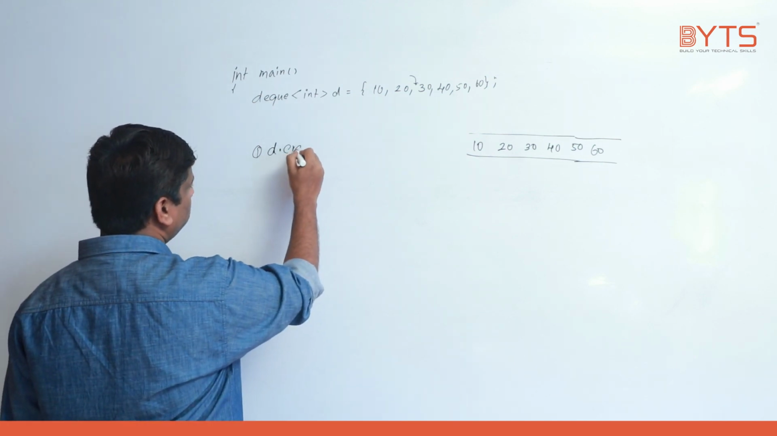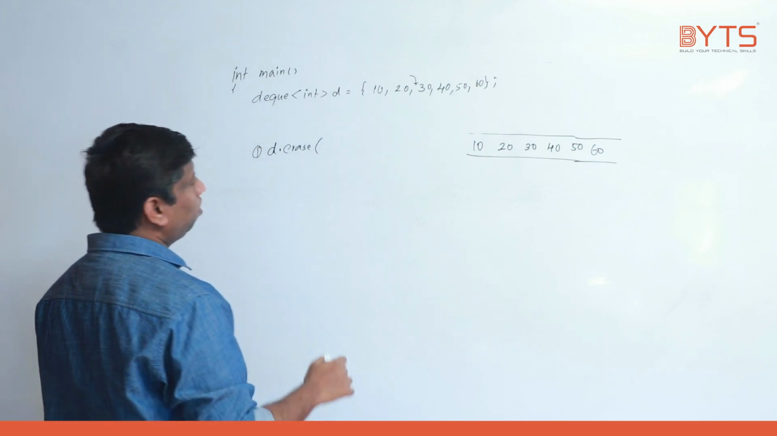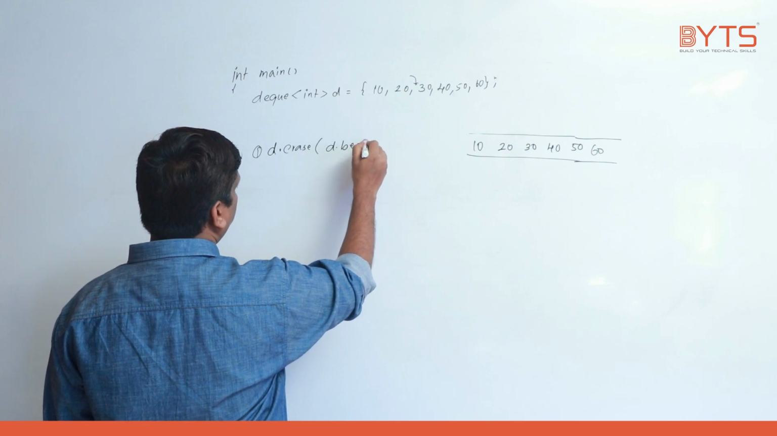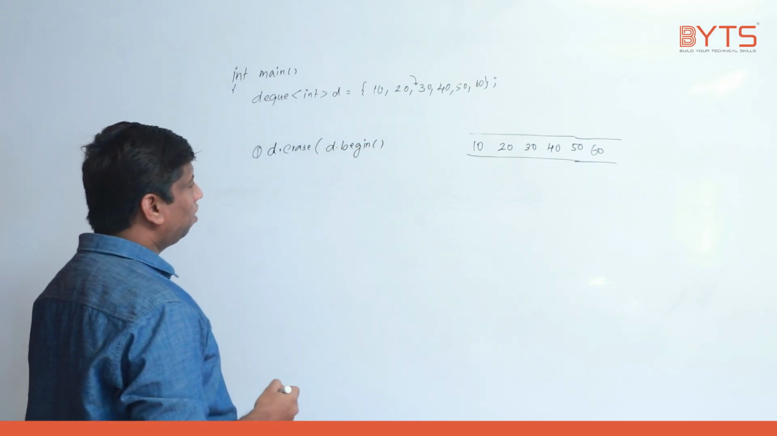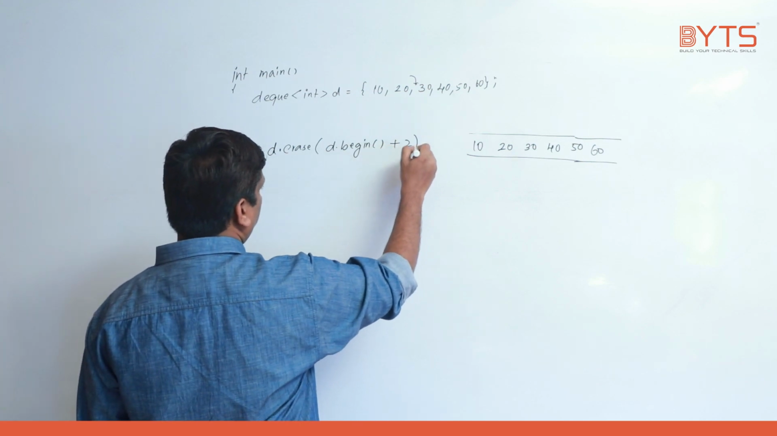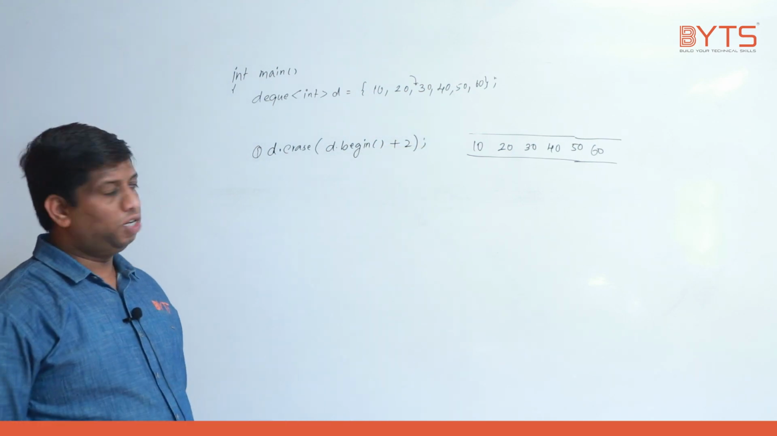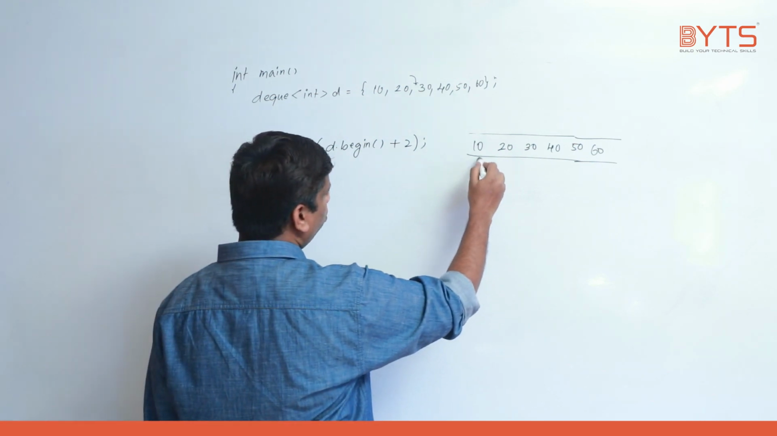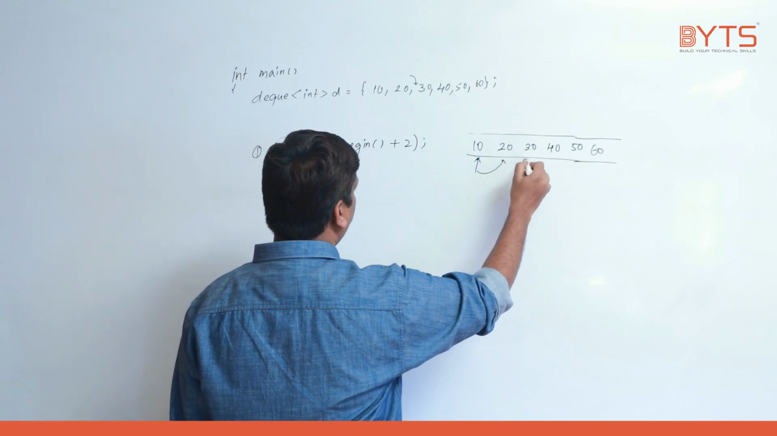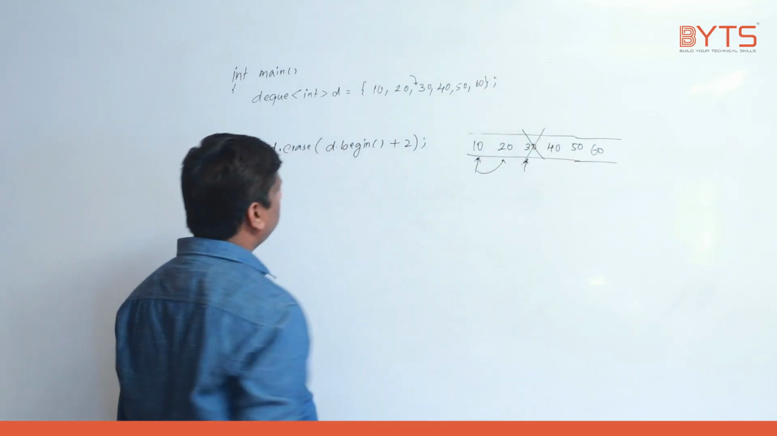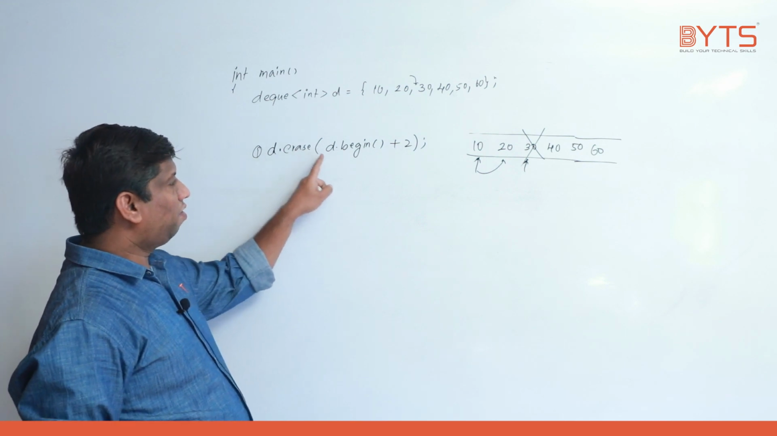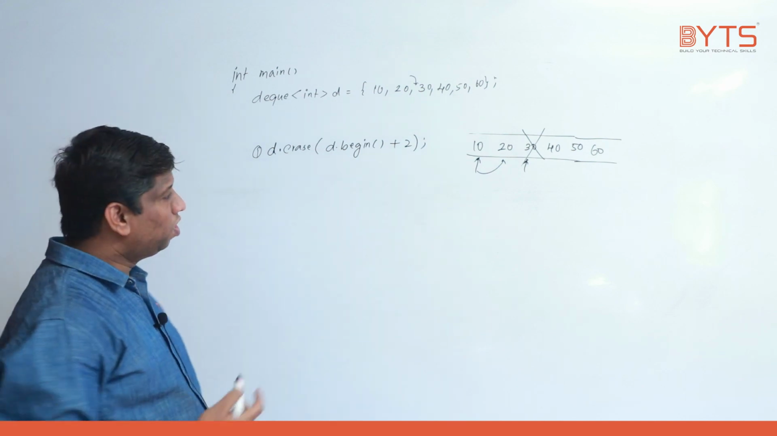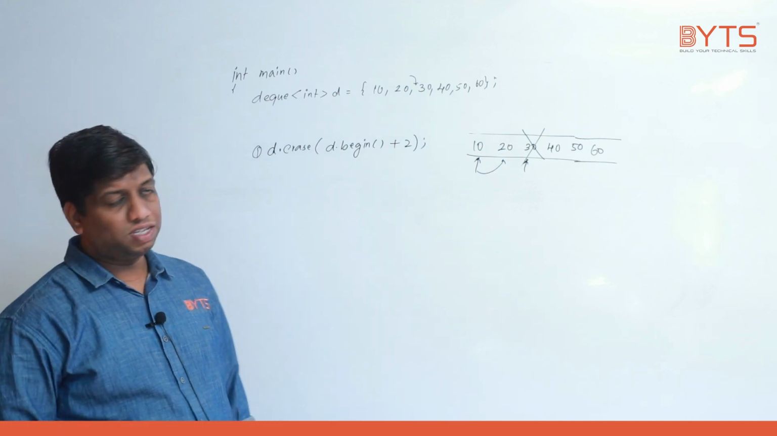D dot erase. What can I write here? Instead of IT, what can I do straight away? D dot begin plus 2. Here D dot begin I am going to store into IT; instead of that I am directly writing D dot begin plus 2. From 0 go to the second location, plus 1, plus 2, means this element is erased. So D dot erase of D dot begin plus 2 means from begin go to the second location and erase that element. Here we are erasing only one element.